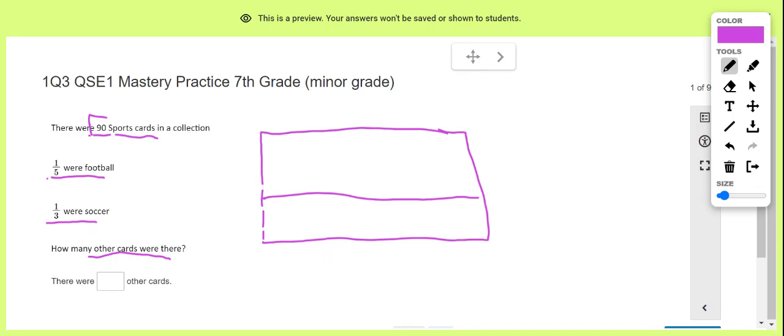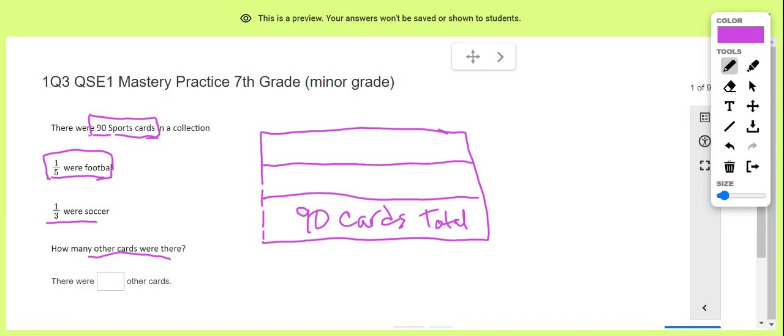And the total amount, let's take a look at that. So we have 90 cards total. Okay, and then out of the 90 cards, we have 1/5, the fractional amount. We have 1/5 were football.